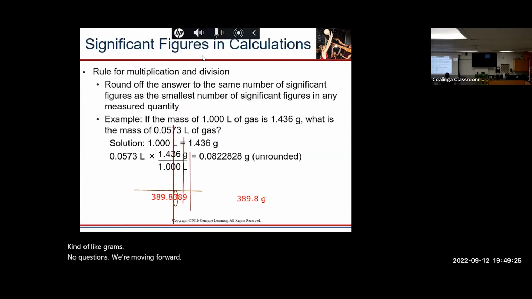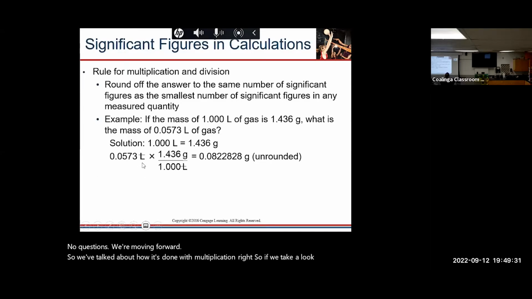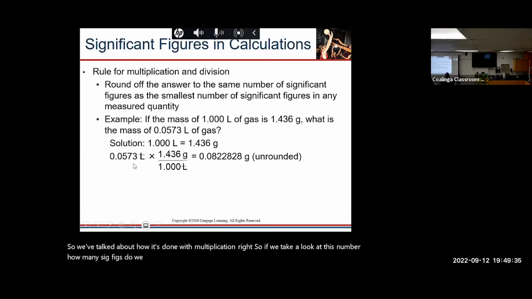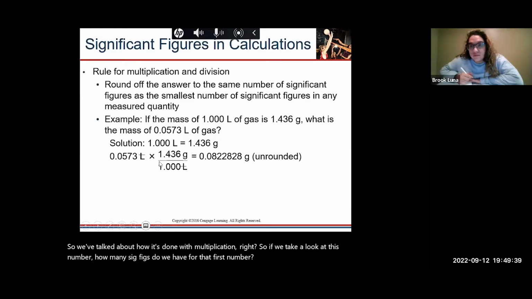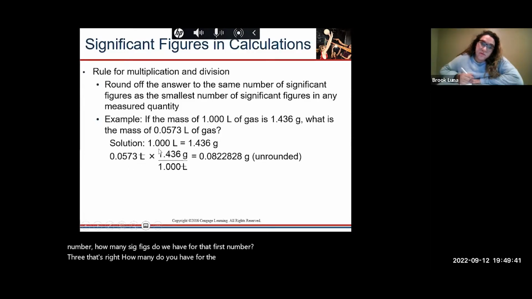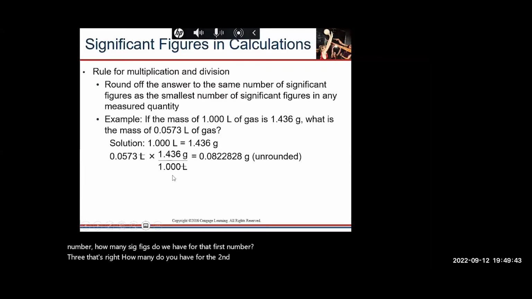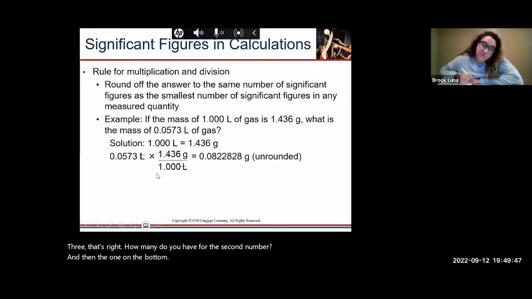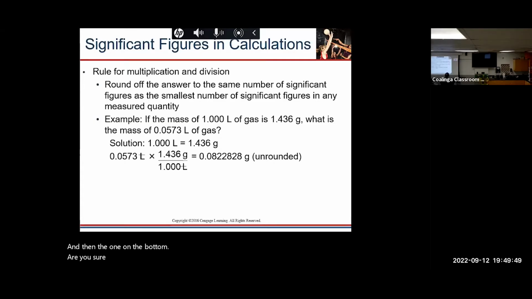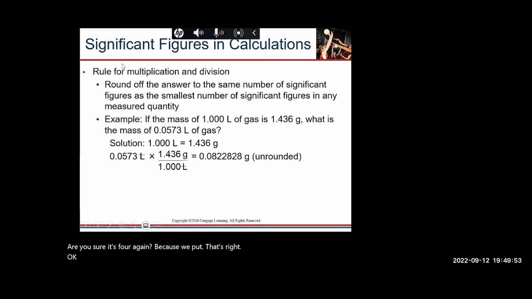Okay, so we've talked about how it's done with multiplication, right? So if we take a look at this number, how many sig figs do we have for that first number? 3, right? How many do you have for the second number? 4. And then the one on the bottom? 4, because there's a decimal. That's right. Okay, so then how many sig figs should I have?